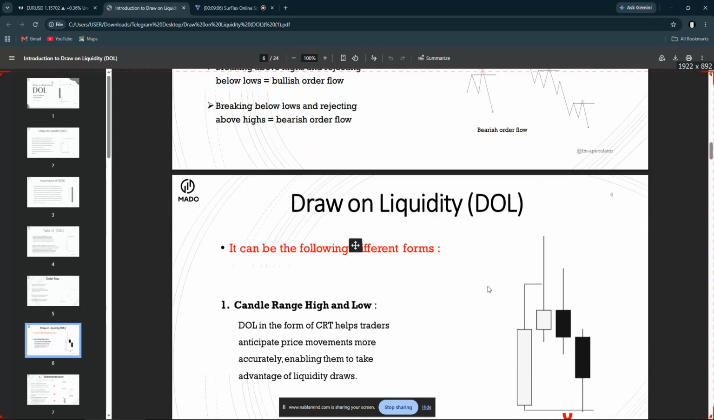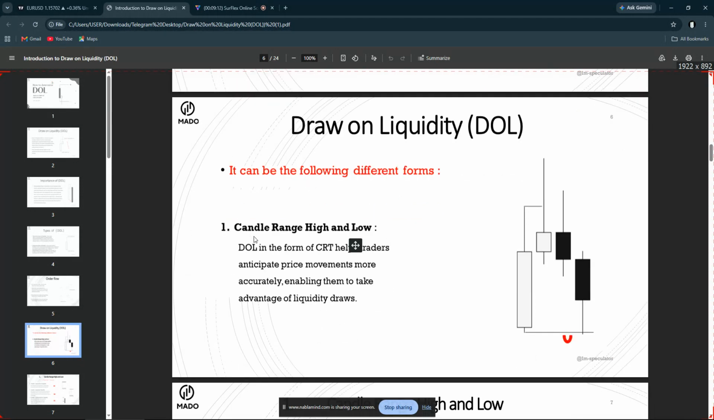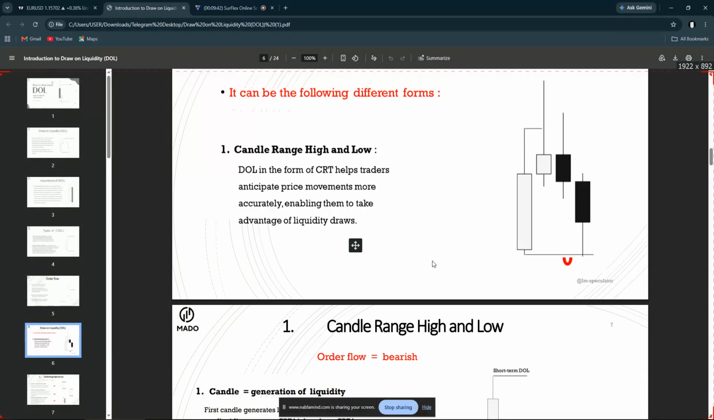So draw on liquidity can take the following different forms. Draw on liquidity can also be a candle range high and low, in the form of CRT highs and lows, and it helps traders anticipate price movement more accurately, enabling them to take advantage of liquidity. Draw on liquidity can be formed when we have a three-candle CRT, which is called the classic CRT that I taught and mentioned in episode 1 and episode 2 of our series. So it can be formed with a three-candle CRT, whereby price swept liquidity and also targeted the long-term draw on liquidity.